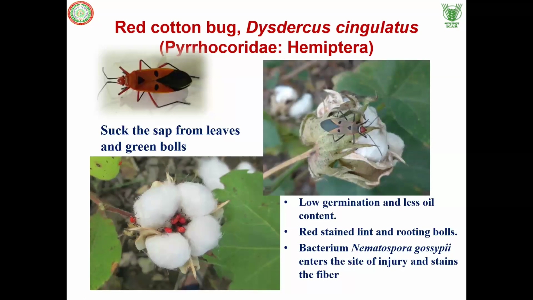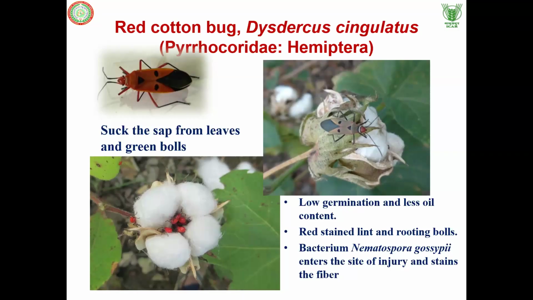If the farmer uses the same seeds for sowing purposes, they will not get proper germination. Moreover, nowadays we use cottonseed oil, and that oil content will also reduce. Because of the feeding punctures of this red cotton bug, staining of the lint occurs, and because of that hole, it allows the entry of other organisms like Nematospora gossypii, which leads to staining of the cotton.